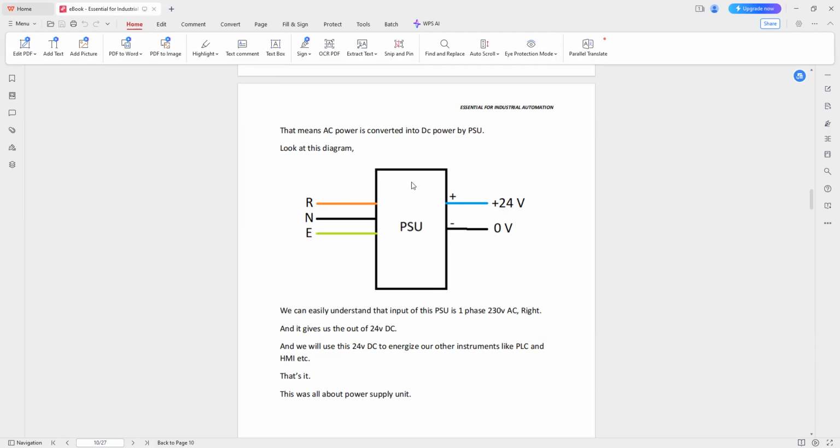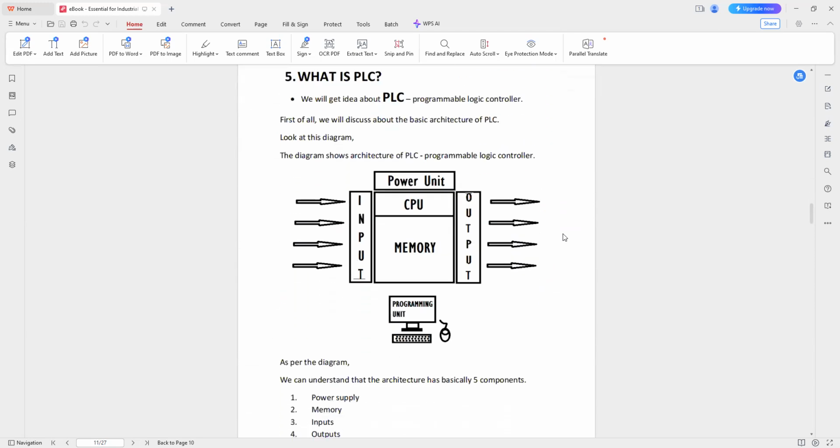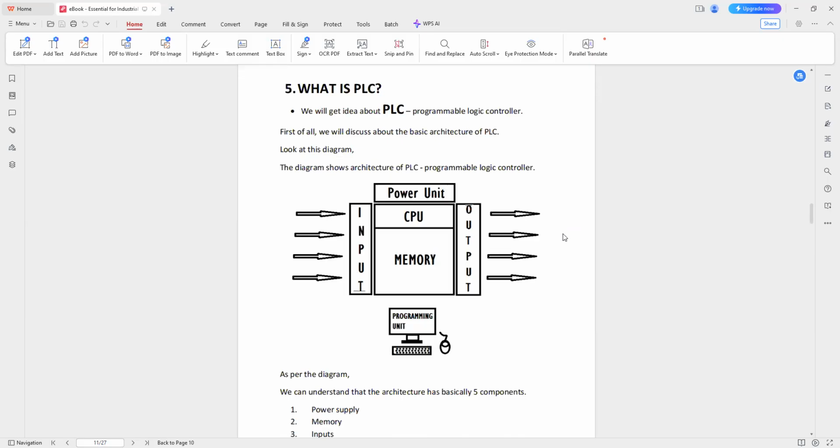So at the left hand side, it is a 230 volt AC, and at the right hand side is a 0 to 24 volt DC. This right hand side signal you can connect to the PLC power so that your PLC will get powered on. Now, see, this is the common PLC architecture.